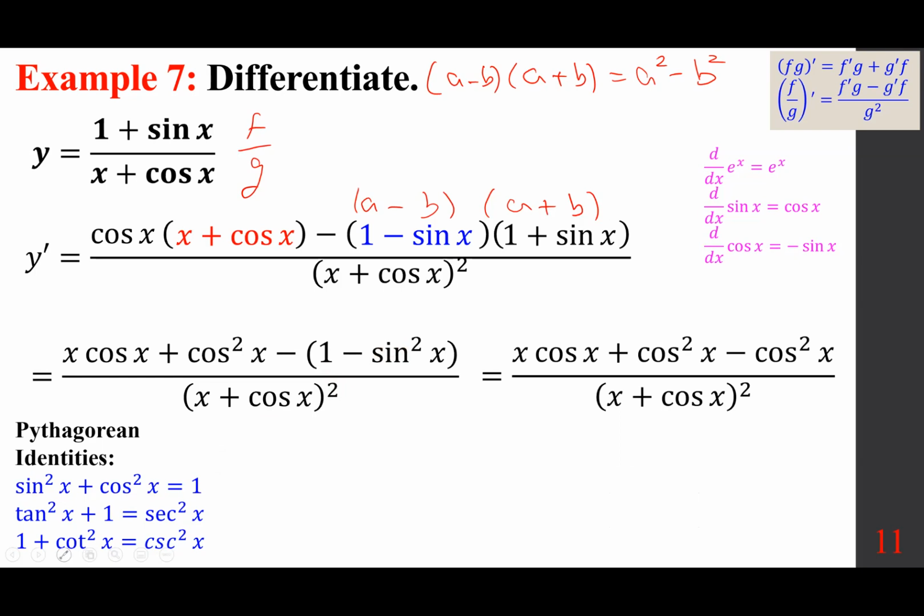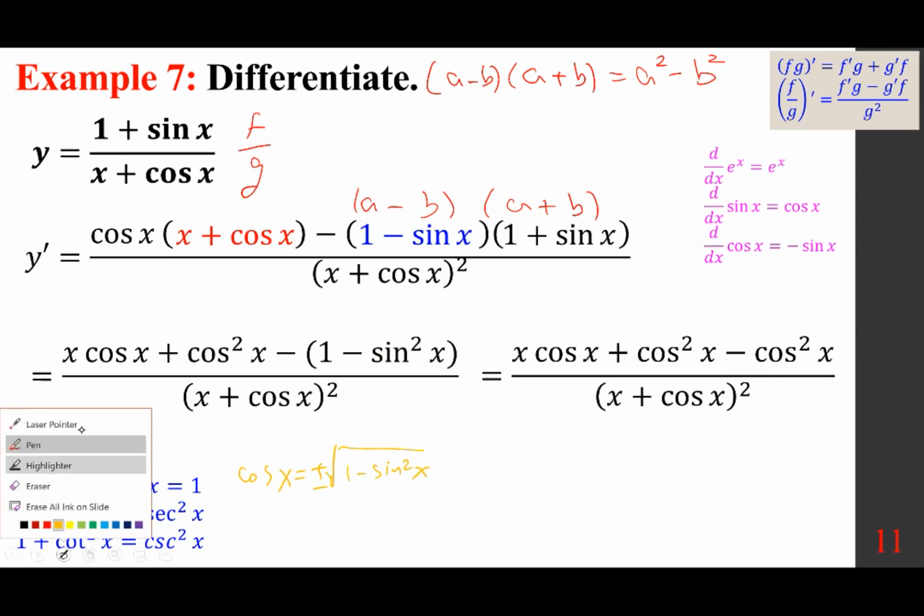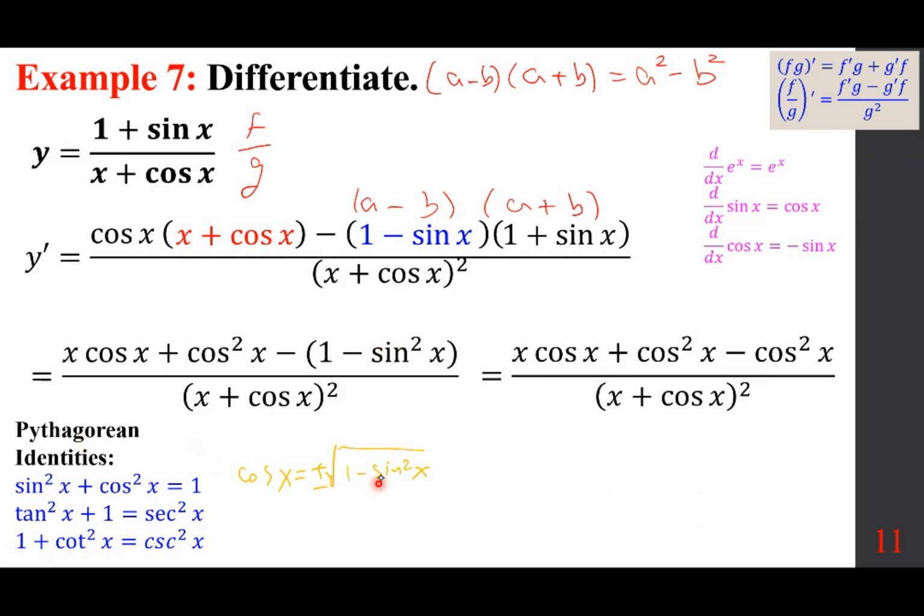Or, for example, we know that cosine is plus or minus the square root of 1 minus sine squared. So it's important to know that we should be able to go from one identity to others. And so obviously cosine squared minus cosine squared, they cancel each other. And the numerator is left with x cosine x. And the denominator, you just write it. You don't have to do anything. You just write the denominator, and that's fine.